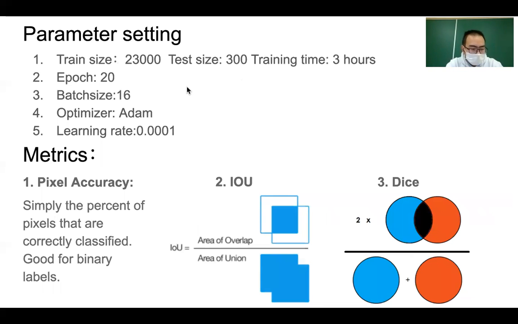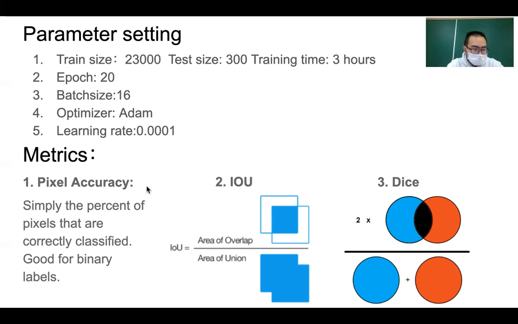A little bit about the network settings and metrics. The training data size again is 23,000 images. The testing data size is 300 images. We trained for a total of 3 hours, which is about 20 epochs, with a batch size of 16 and stochastic gradient descent using the Adam optimizer with this learning rate. For metrics, we use 3 different metrics.